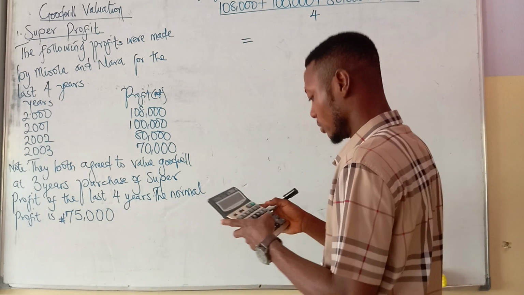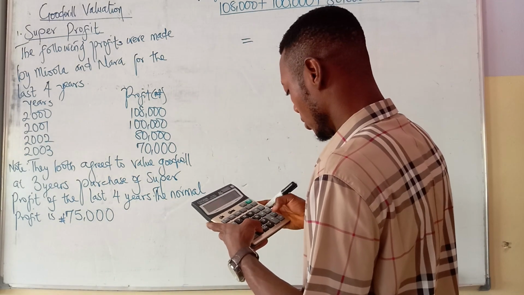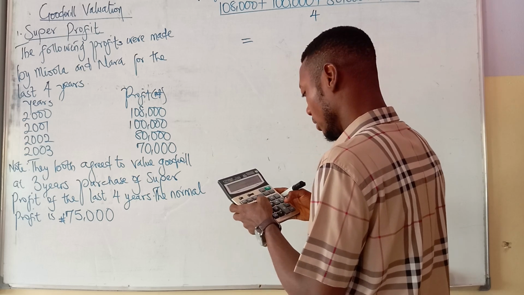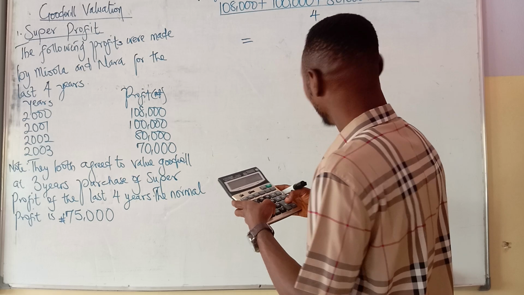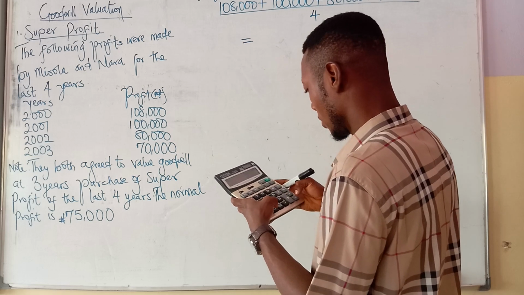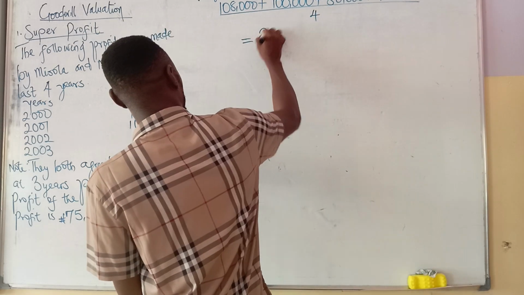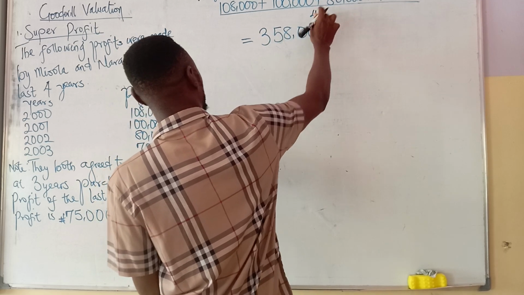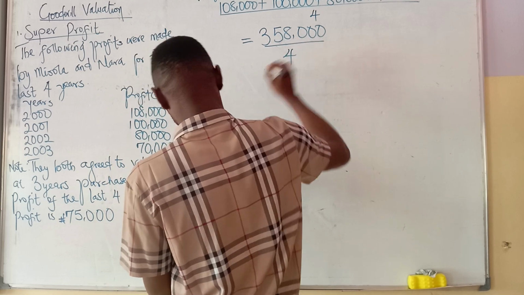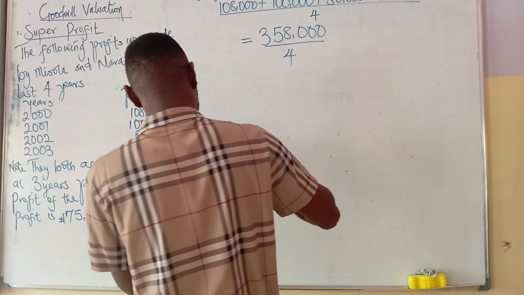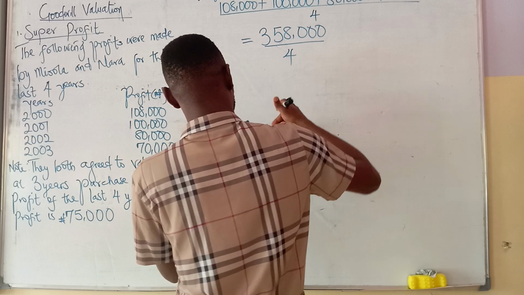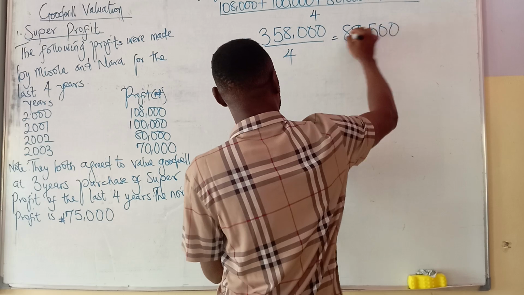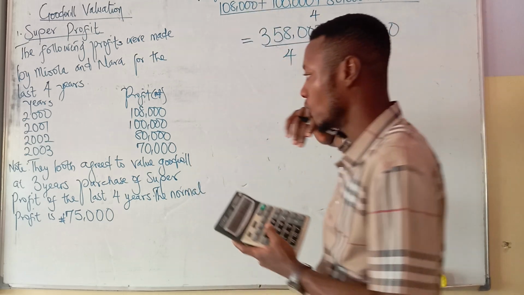So this will give me 108,000 plus 100,000 plus 80,000 plus 70,000. That will give me a total of 358,000. Now I'm going to divide it by 4. This will give me 89,500. So this is our simple average.